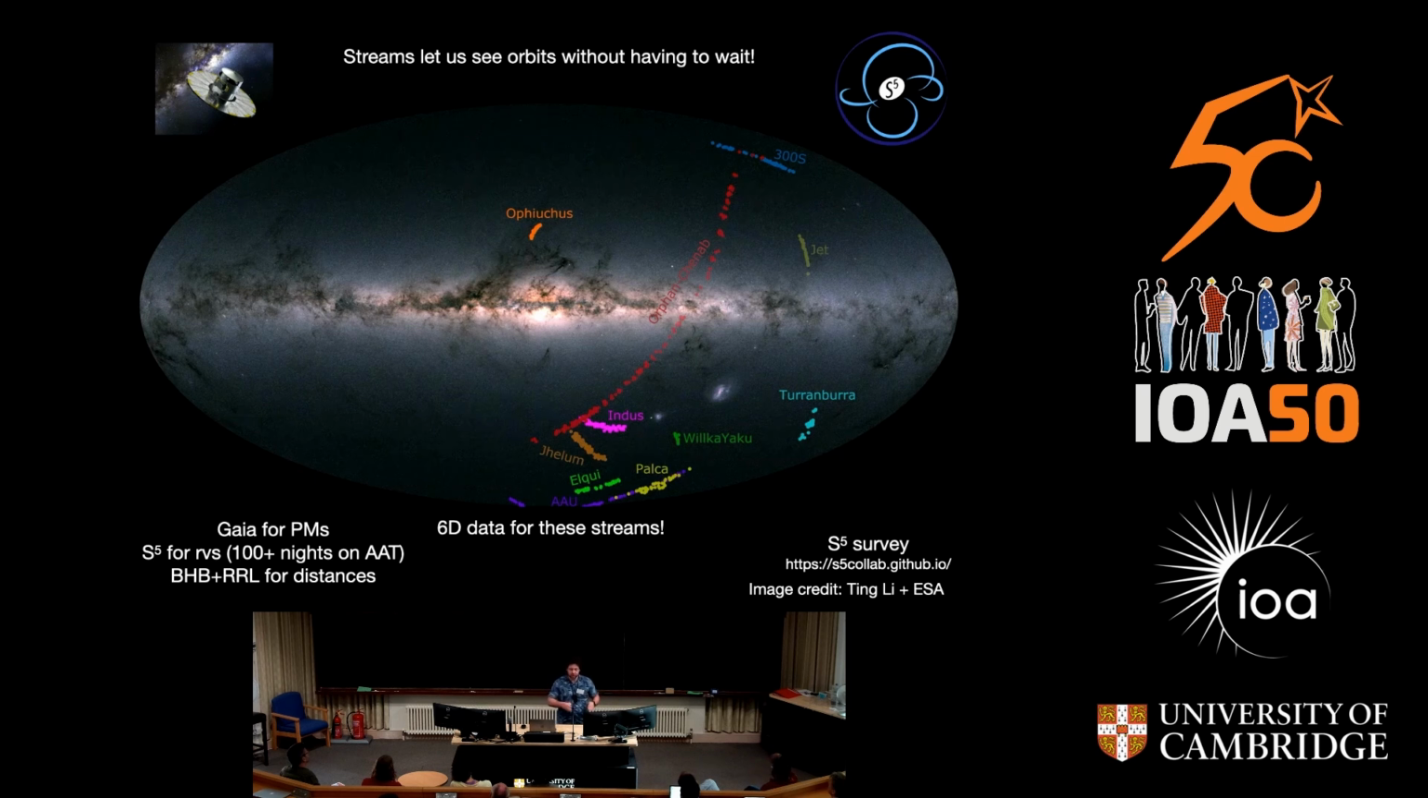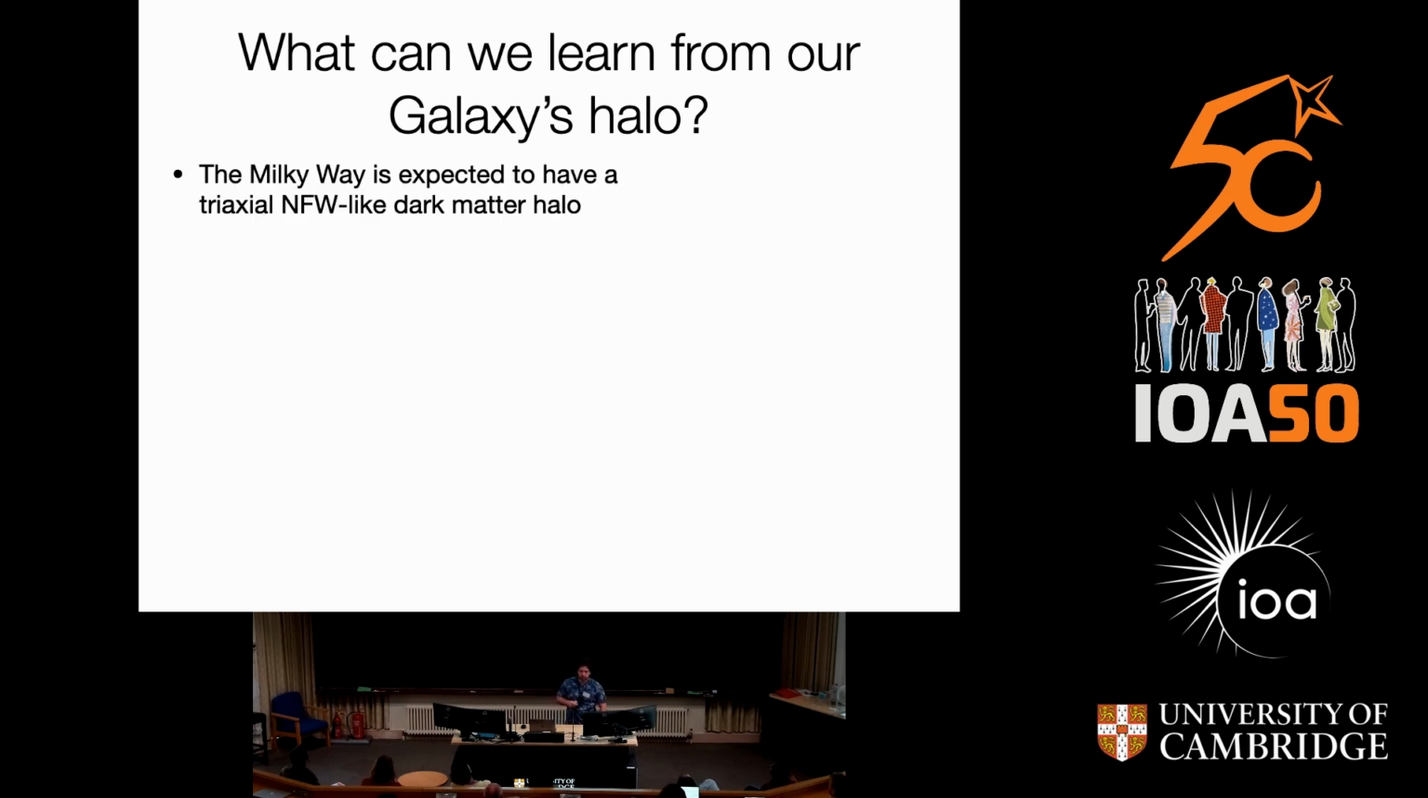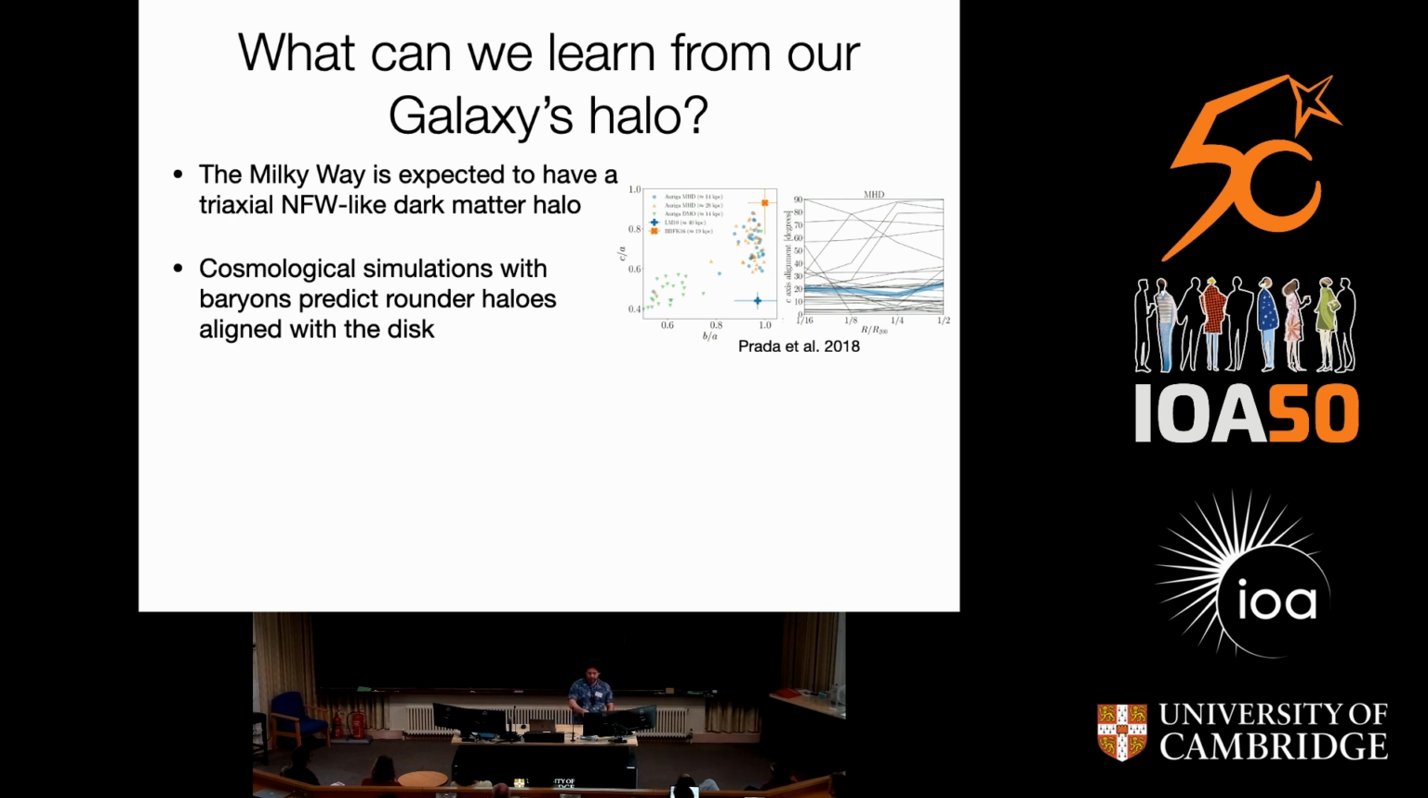Okay, so now I'm going to show you what we can do with this data and what we can learn from these streams. But before I show you what we can learn, I just want to say why it's interesting to learn anything from streams at all. So the dark matter halo of the Milky Way is supposed to be something like an NFW halo, and it's supposed to be triaxial. So this is a plot here showing the axis ratios, C over A and B over A, so the short to long axis ratio and the mid to long axis ratio of the triaxial halo, and we're expecting it to be roughly oblate-ish for a Milky Way-like galaxy once you include baryonic effects.